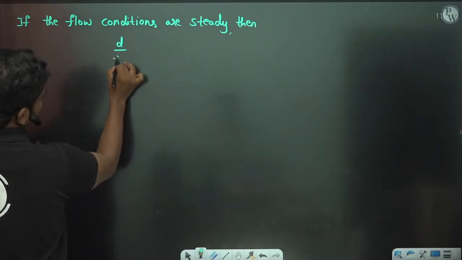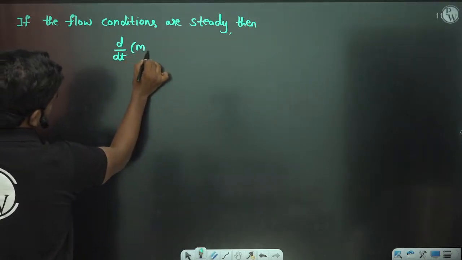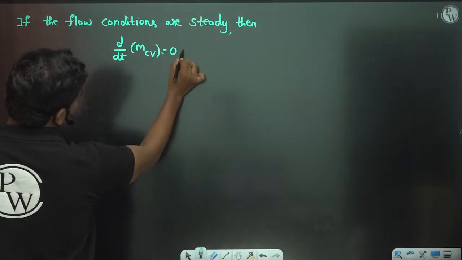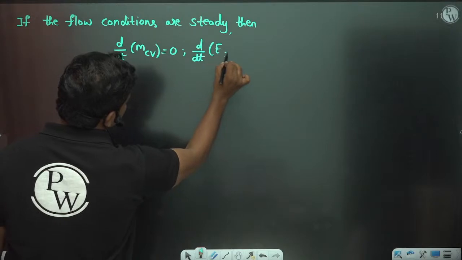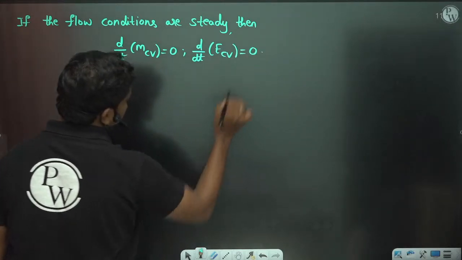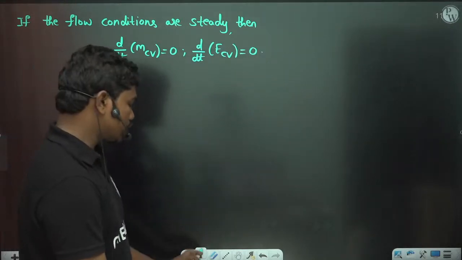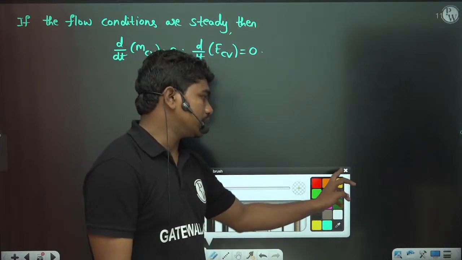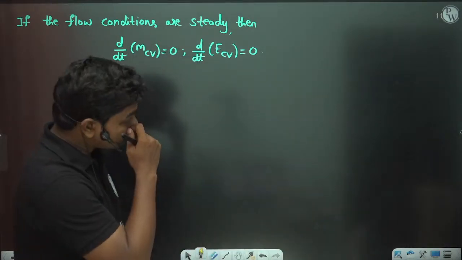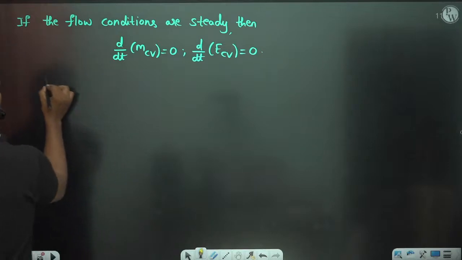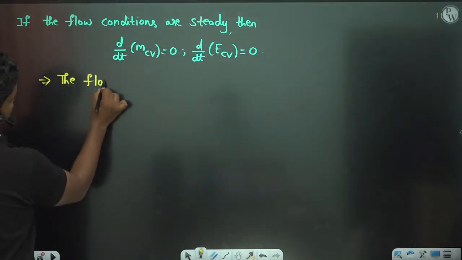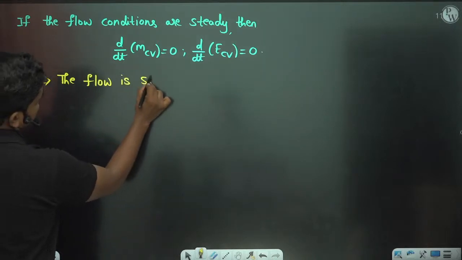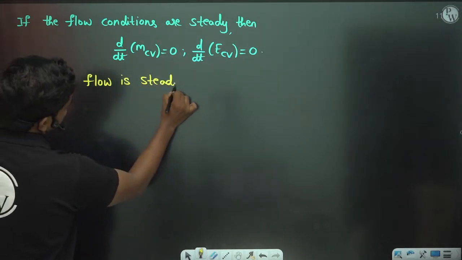rate of change of mass of the control volume is 0, and rate of change of energy of the control volume is also 0 in this case. So if the rate of change in the control volume is 0, this implies the flow is steady flow.